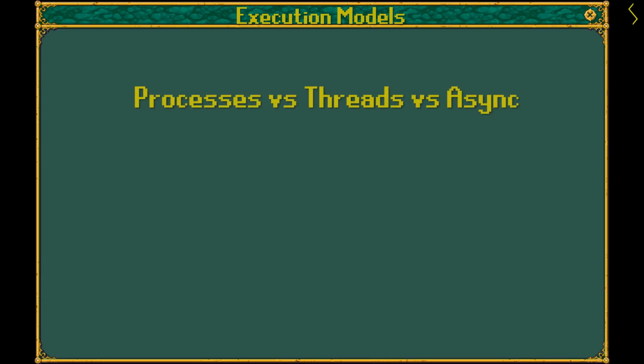Execution models. Since we're an MMO, scaling is the biggest thing, so our architecture for our execution model is important. We need to understand the difference between processes, threads, and async.